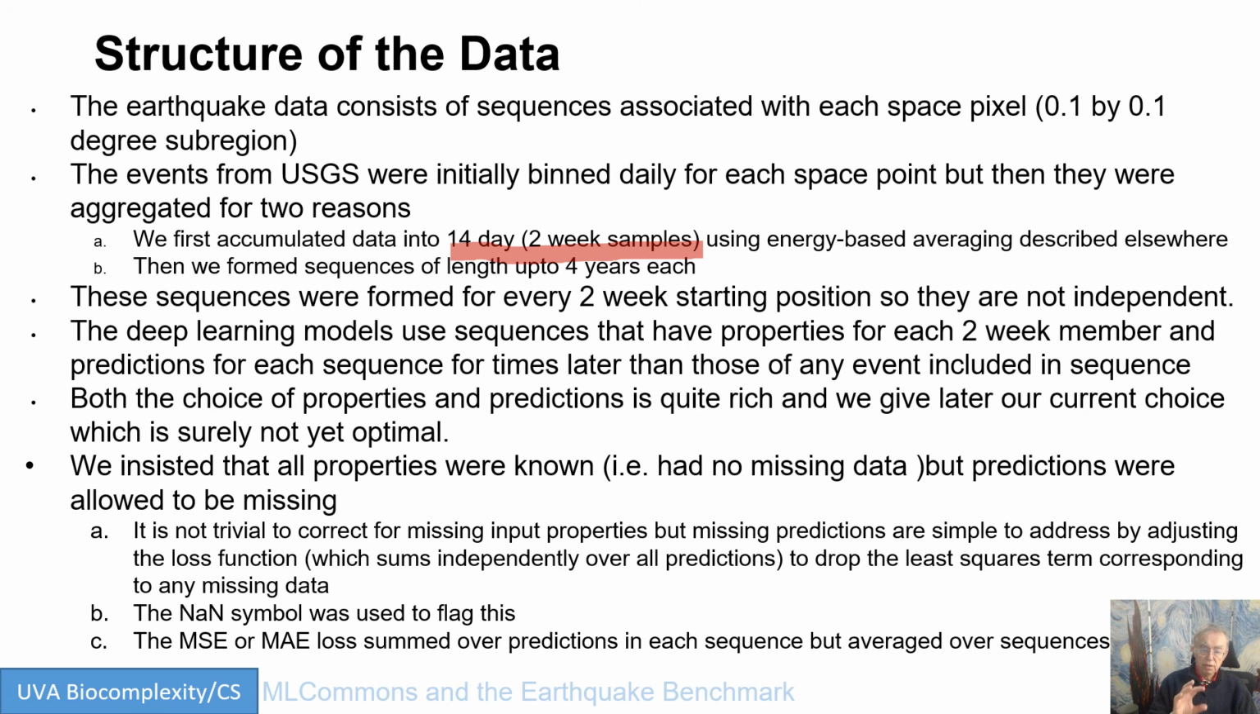Then we have associated with every member of the sequence various properties, and we'll describe what these properties are. And there's lots of choices there about properties, and we also want to associate with every sequence predictions. And that's also quite rich, and it actually differs in the different models. The Google Temporal Fusion Transformer predicts 2-week intervals into the future, whereas the other models just predict big average values.